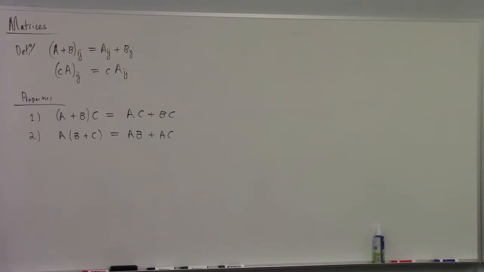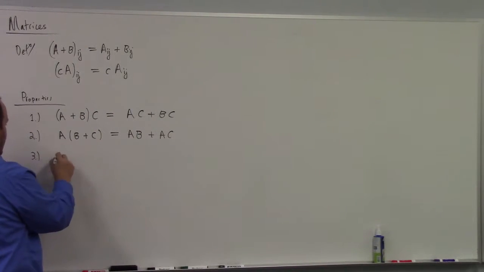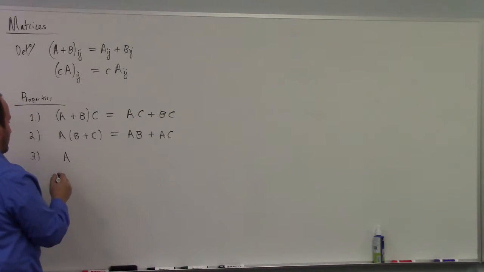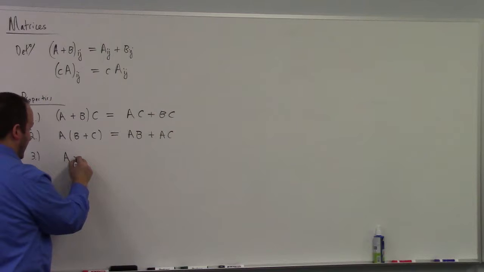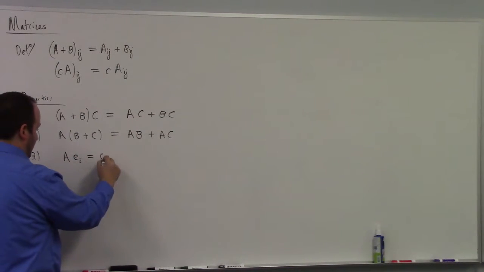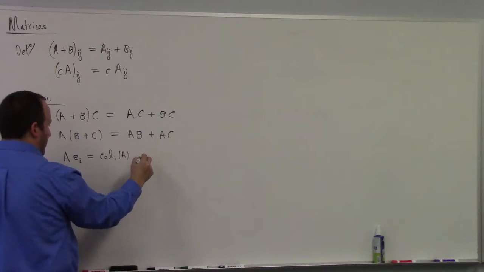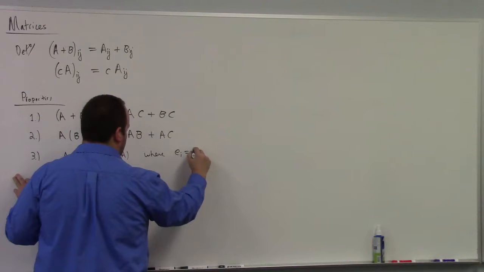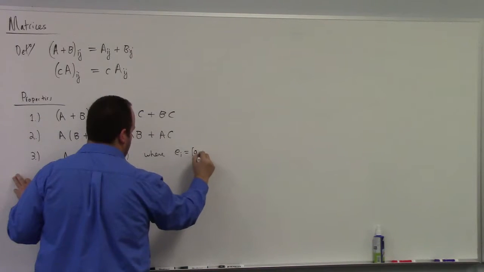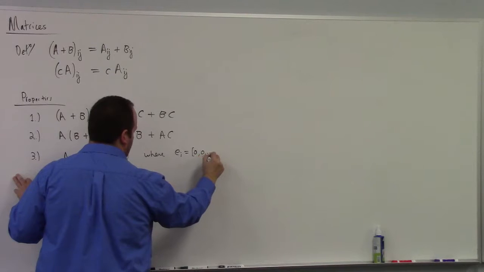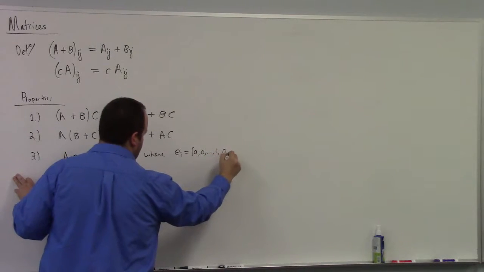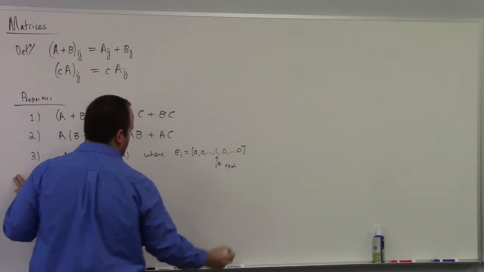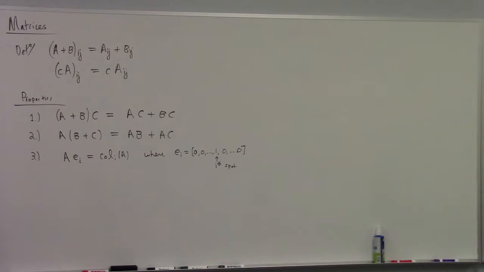These are not particularly surprising. Three: if I have A times E_i, this is the ith column of A, where E_i is equal to zeros all the way until there's a 1, and then zeros again. So this is the ith spot. Now, for that to make sense, it's not a row vector, okay?